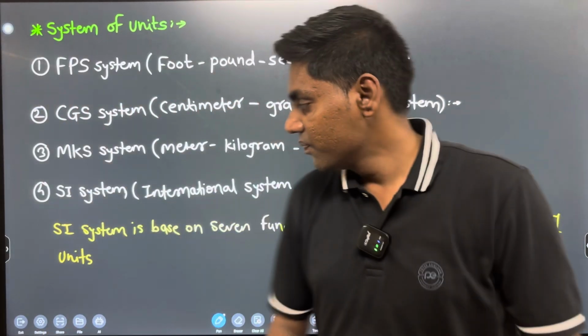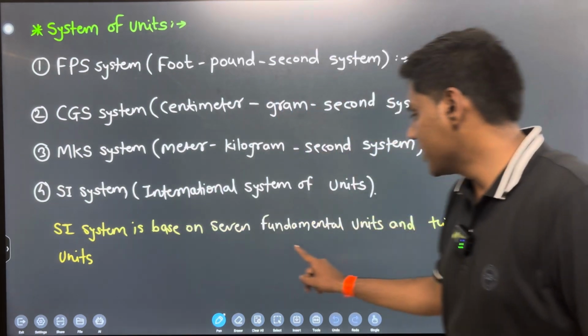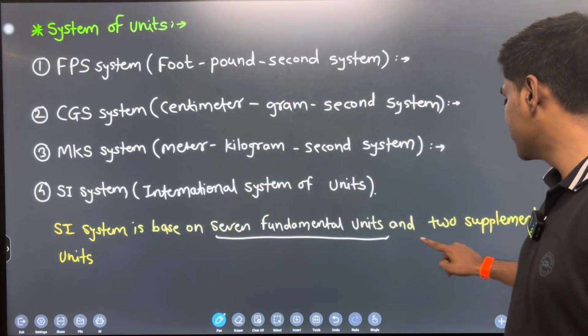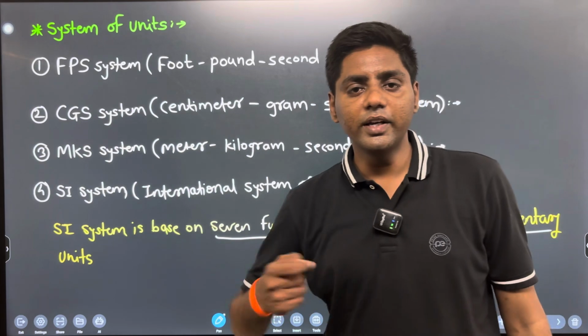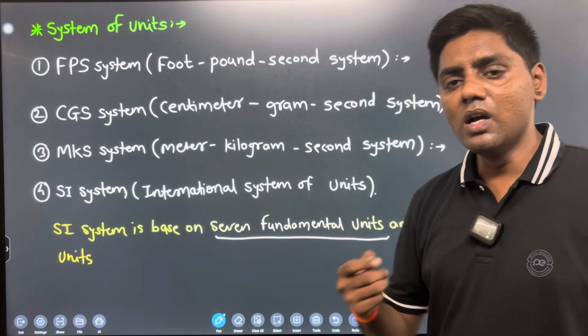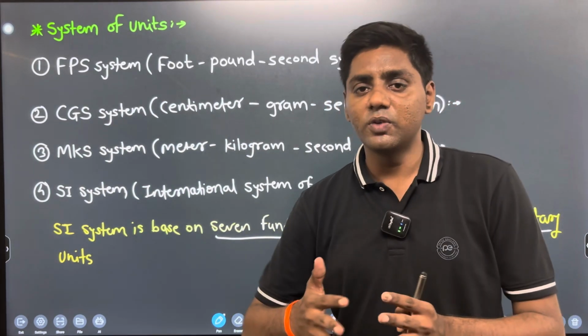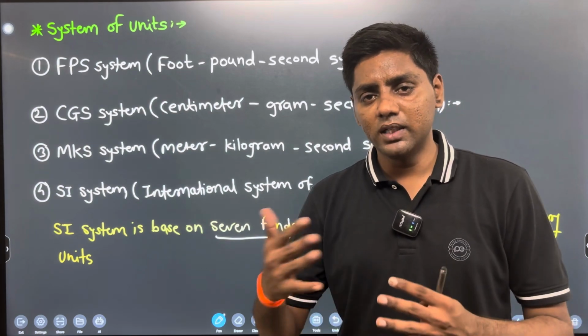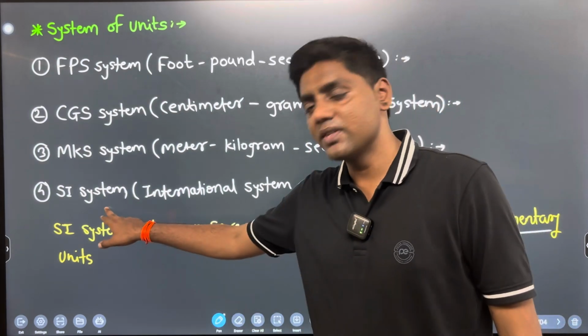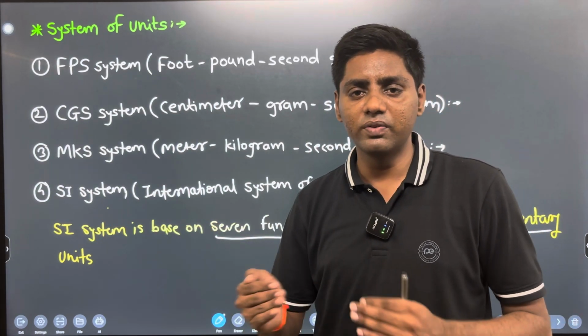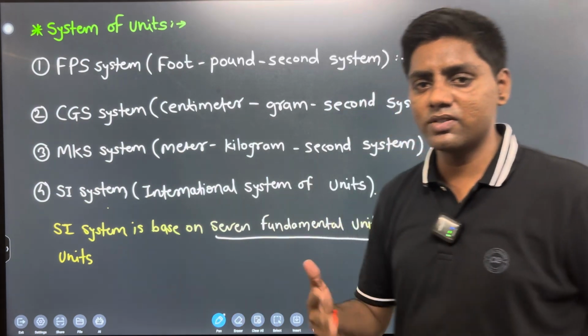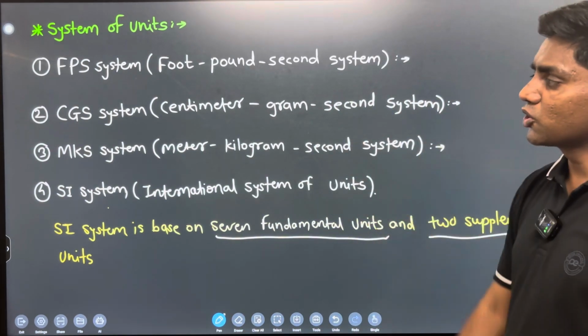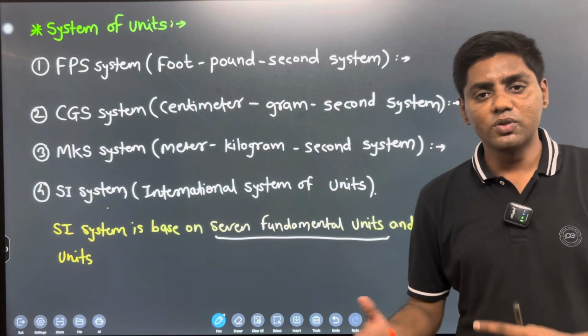Remember that the SI system is based on the 7 fundamental units and the 2 supplementary units. It is very important whenever there are trades between 2 countries. Both countries use the SI system for proper communication between them in terms of trade. So take a screenshot and remember the different systems of units.